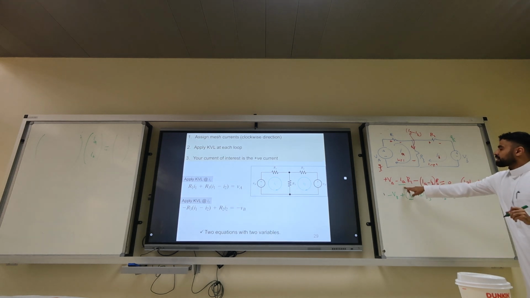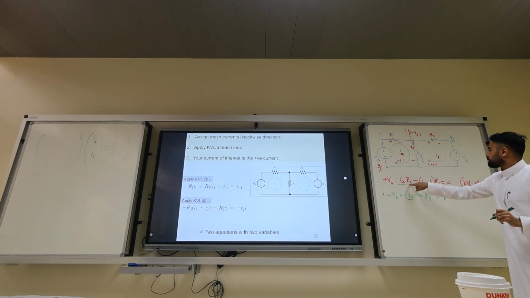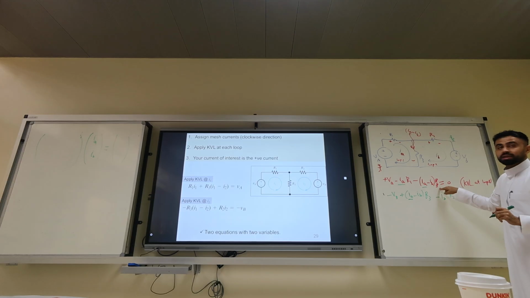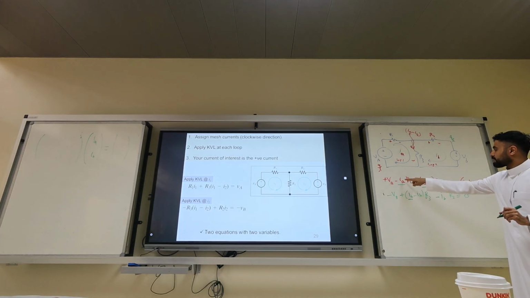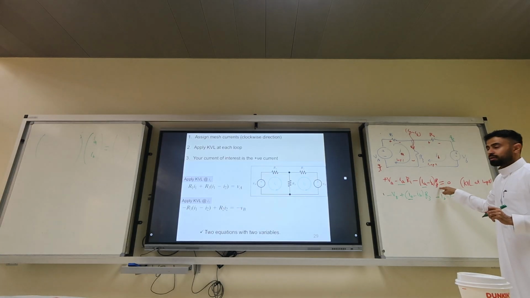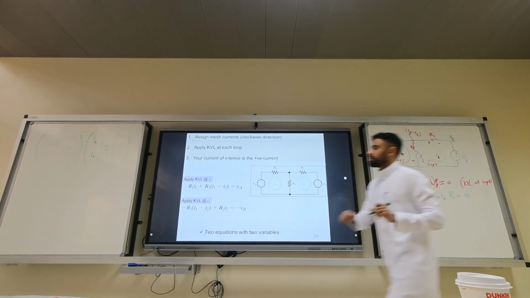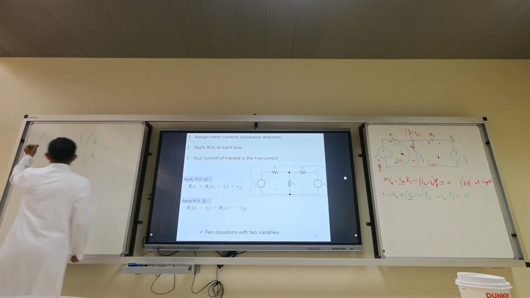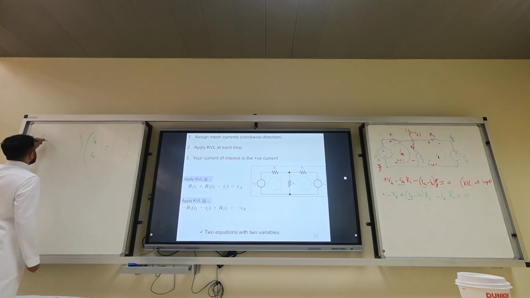So now we do for I. What are the coefficients? Minus R1 minus R3. Do you see it? Minus R1 plus minus R3, plus or minus. It's a minus. So minus R1 minus R3.